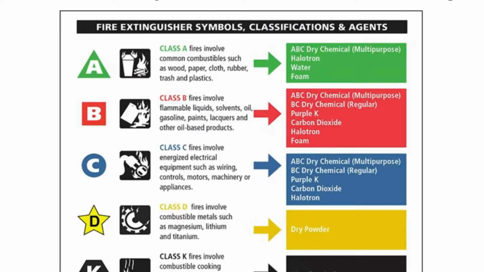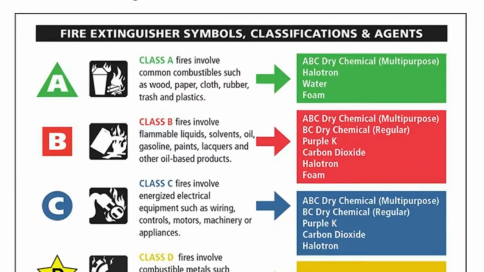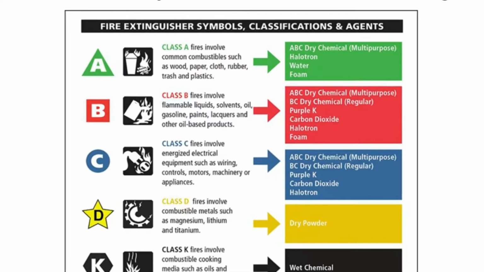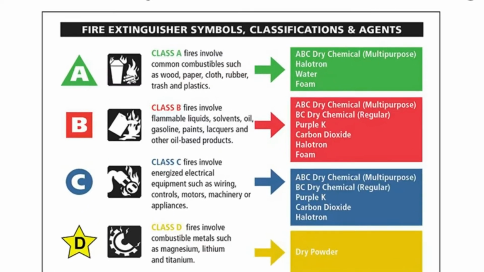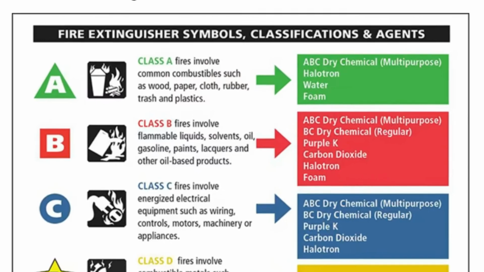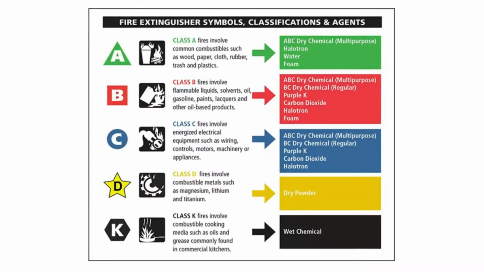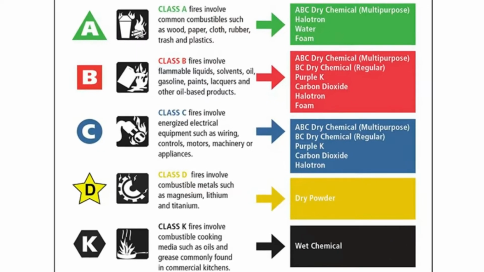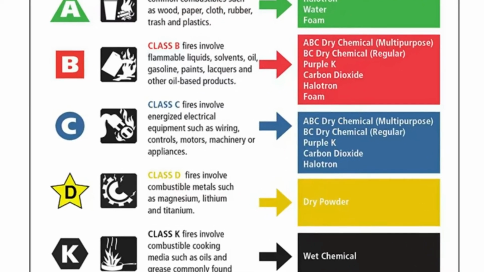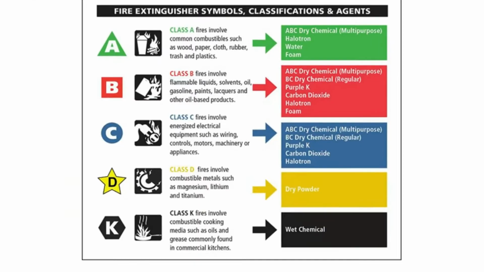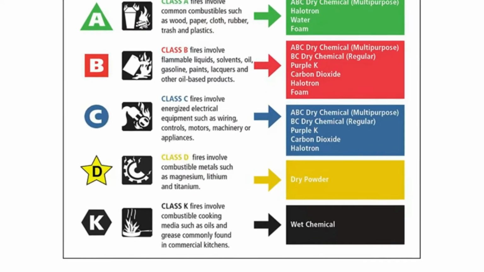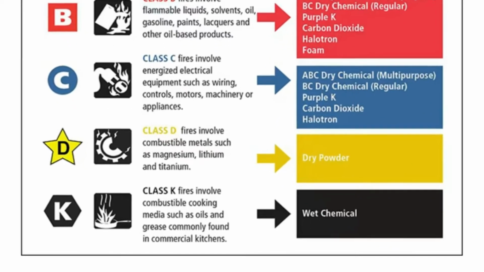For example, a Class A extinguisher will carry water, foam, or dry chemical. A Class B extinguisher will carry foam, carbon dioxide, dry chemical, halon, and clean agents. Class C extinguishers carry water, carbon dioxide, dry chemical, halon, and clean agents. Class D extinguishers carry dry powder. Last but not least, Class K extinguishers carry wet chemicals.